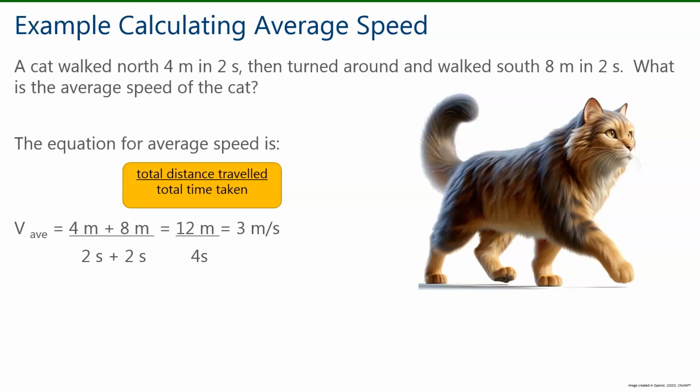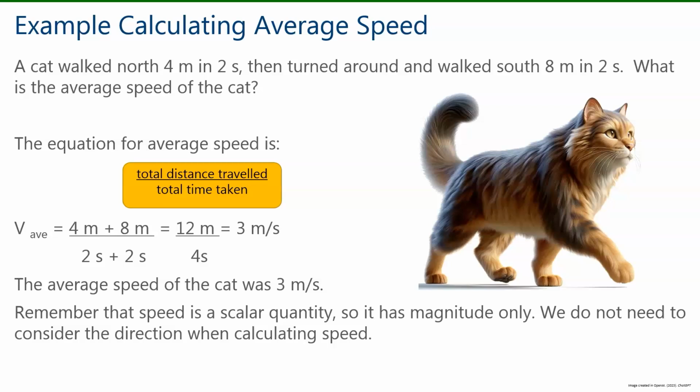When I added, I kept the number of decimal places the same as the least number of decimal places in my problem. And when I divided, I kept the number of significant digits the same as the least number of significant digits in the problem. So in this problem, we calculated the average speed of the cat to be 3 meters per second. Remember that speed is a scalar quantity, so it has magnitude only. We do not need to consider the direction when we calculate speed.